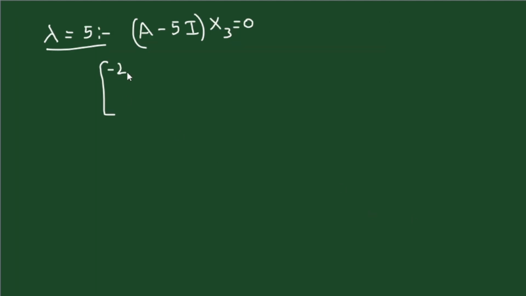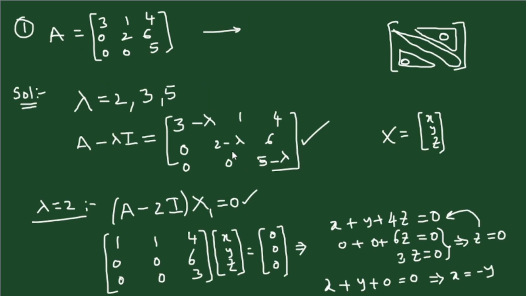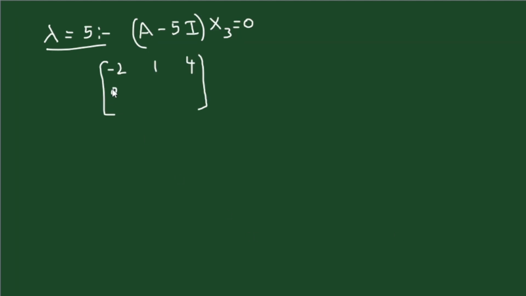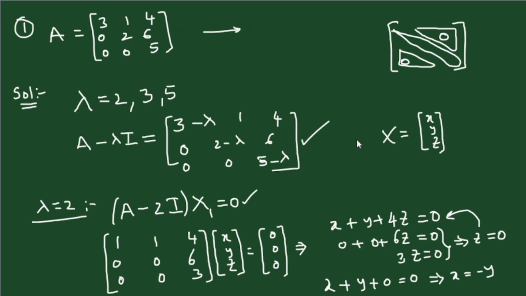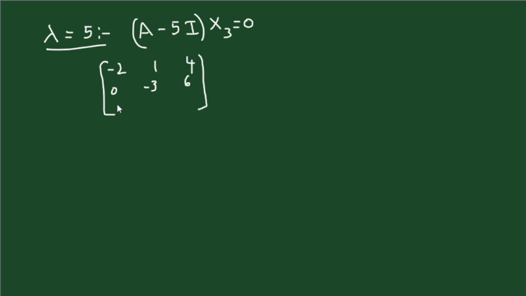Minus 2, 1, 4. Coming to the second row, put lambda equal to 5: 0, minus 3, 6. Coming to the third row, it is 0, 0, 0, because lambda equal to 5 makes it 0, 0, 0. 0, 0, 0 multiplied by xyz equal to 0, 0, 0.